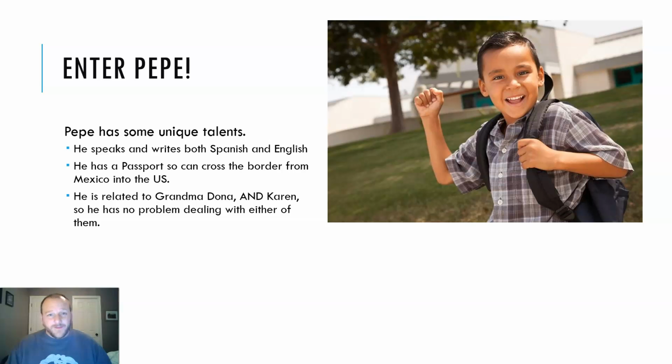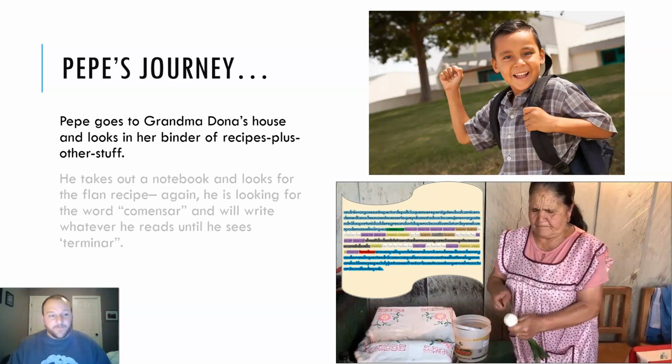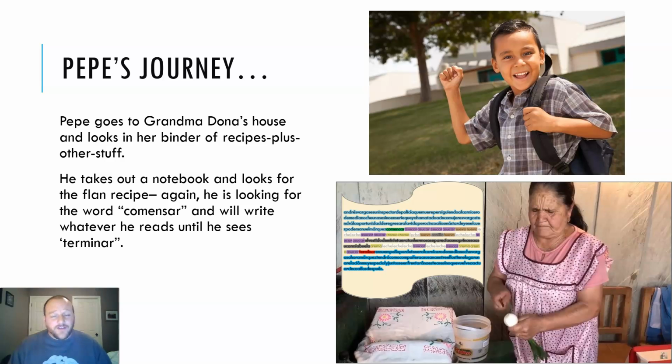So Pepe is going to help us out. So what's he going to do? Well, Pepe, of course, has to go to Grandma Doña's house in order to get the recipe. He goes into her kitchen. He takes out a notebook, and what he does is he looks for that flan recipe. He looks for comenzar and writes whatever he finds until he sees terminar. He's going to write the entire recipe down and then take that eventually to Karen.